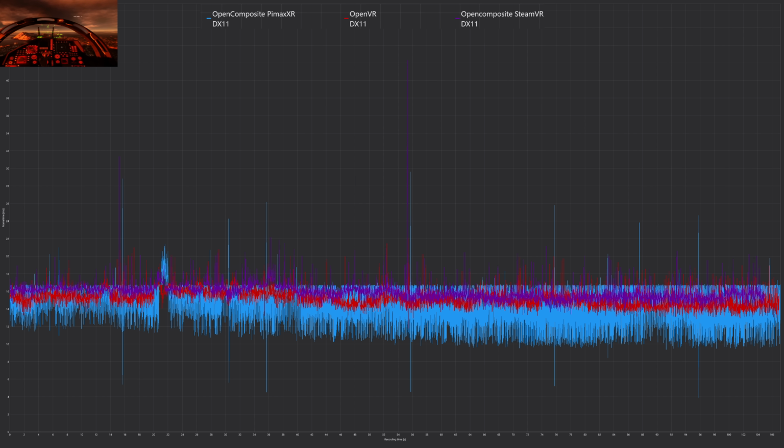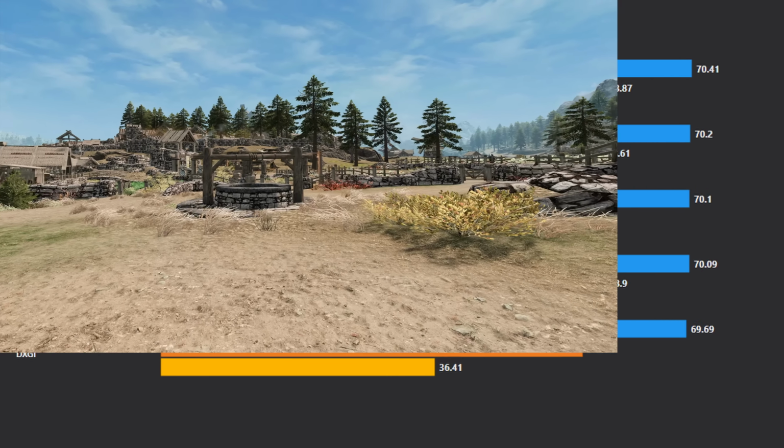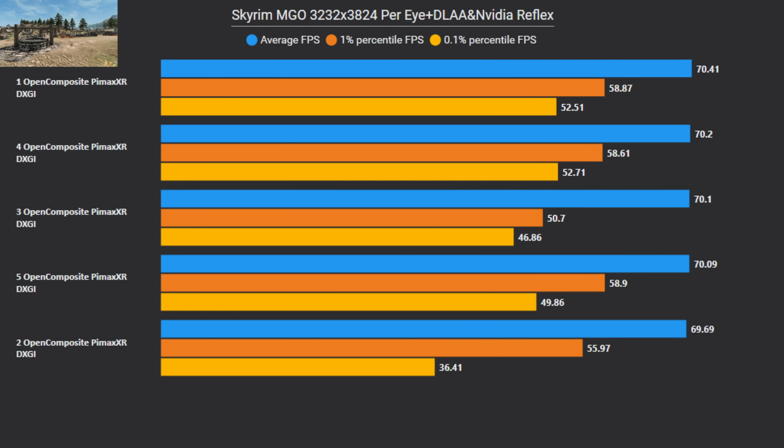But if you really want to use PimaxXR, then it is an option. And now we're at Skyrim, running the July 10th, at the time the latest, update of Mad God's Overhaul at 3232 by 3824 per eye with DLAA and NVIDIA Reflex, but otherwise stock settings. And this has a lot to talk about. Perhaps because this is using a customized version of OpenComposite made specifically for it.